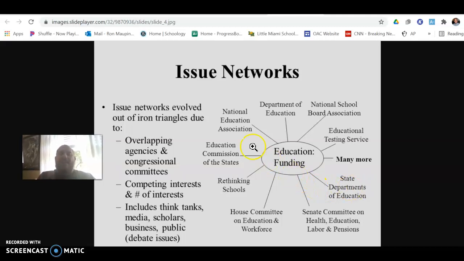So understand that the way policy is created and therefore implemented can be arguably much more complex than just a simple three-sided relationship that's symbiotic in nature. So anyhow, just keep in mind the similarities and differences between iron triangles and issue networks.